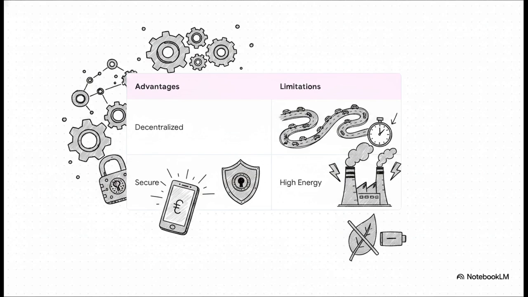But we cannot ignore the limitations. The network struggles with major scalability issues. It's incredibly slow compared to a centralized system like Visa. Plus, the elephant in the room. Proof-of-work mining consumes a massive amount of electricity, which draws a lot of valid environmental criticism.